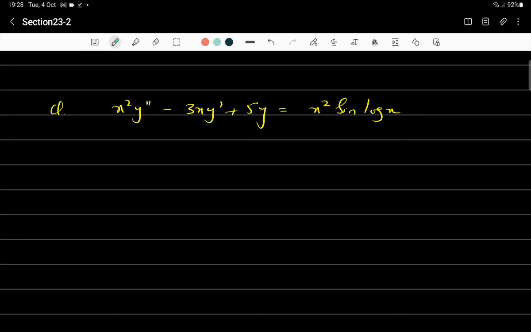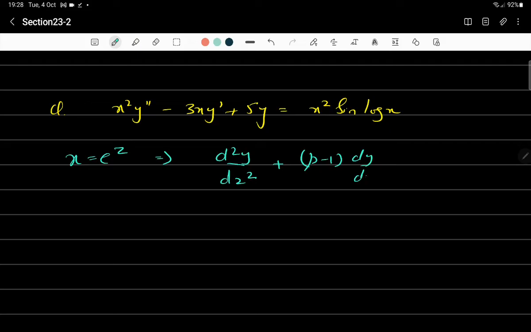Okay, let's do the next or last question, which is very interesting. Now you can see the left hand side is not an equation with constant coefficients. Yes, but if you use variation of parameters, it takes a lot of time. If you quickly observe, the left hand side is an Euler equidimensional equation which can be transformed into an equation with constant coefficients by substituting x equal to e raised to the power z.